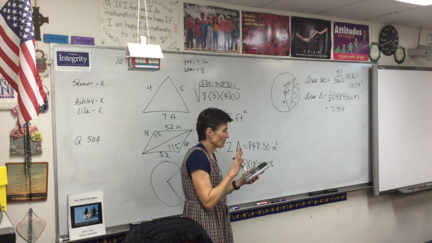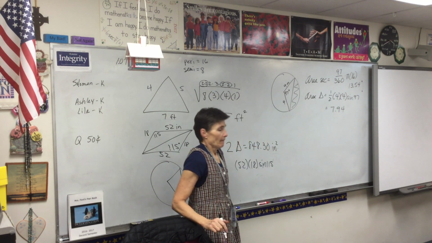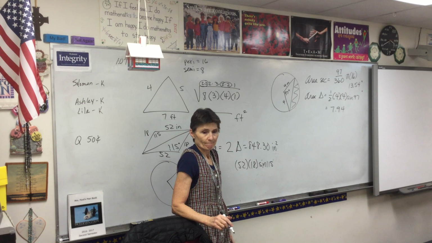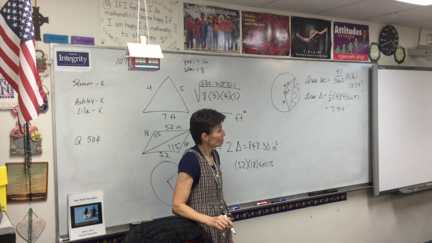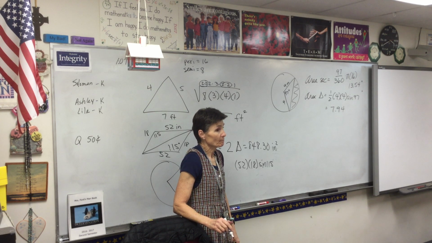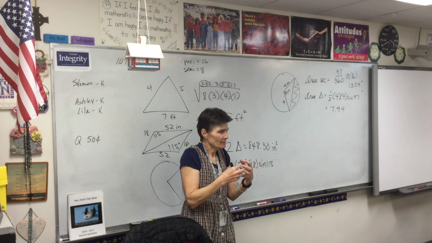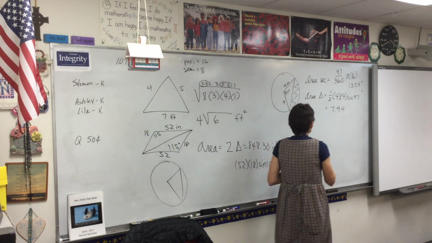So now I got all these numbers. How do I get an answer out of this? Do I add them? Wait, I want the shaded part, guys. Wouldn't I subtract? Don't I want to take the big minus the little? So I'm going to subtract.